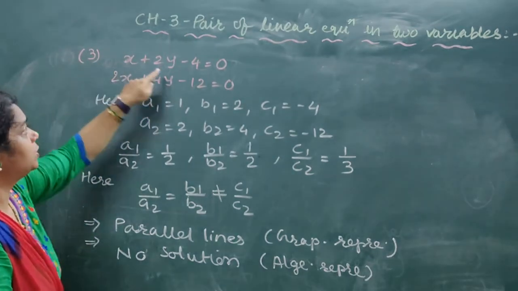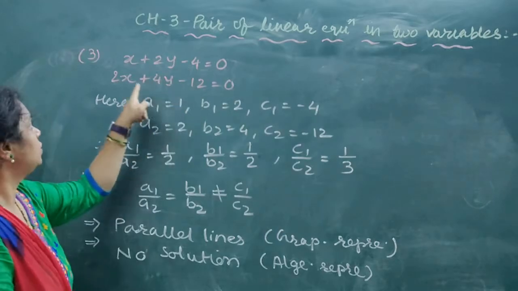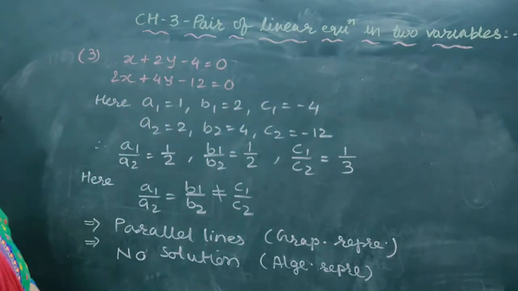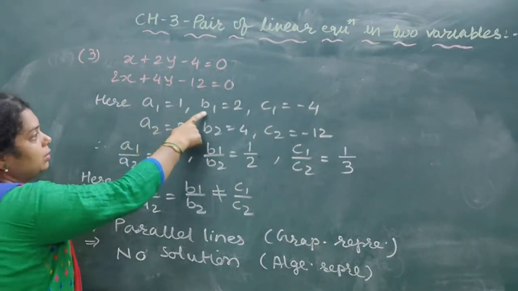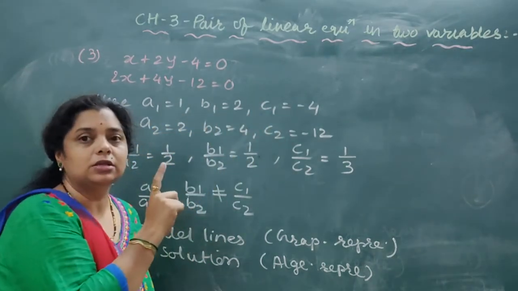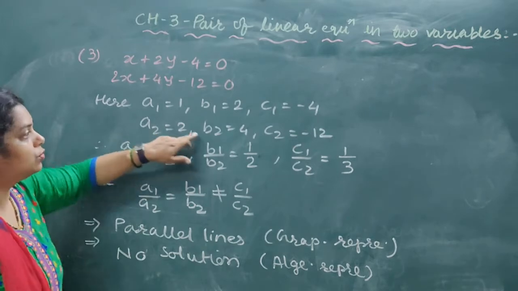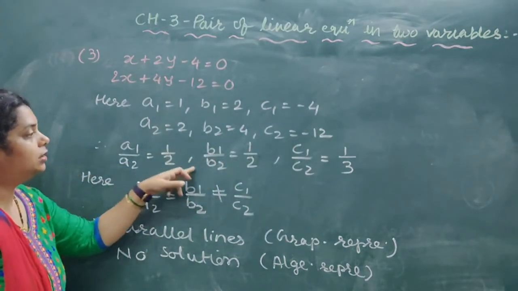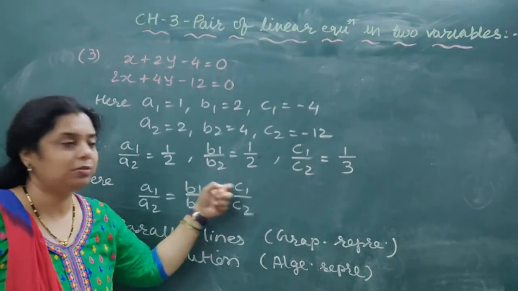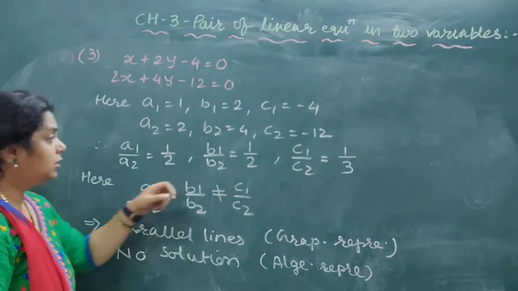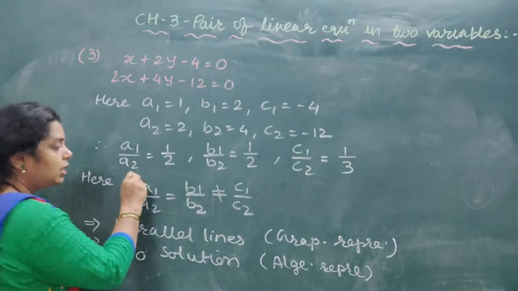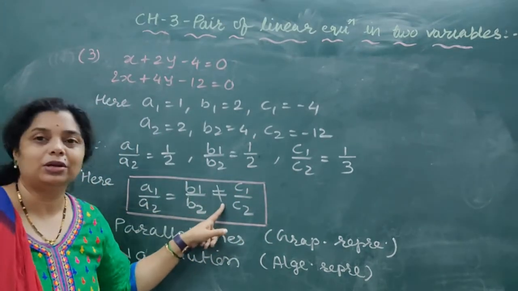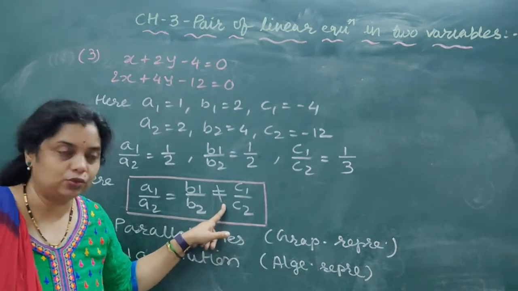Here it is x plus 2y minus 4 is equal to 0, 2x plus 4y minus 12 is equal to 0. Now if you see here, a1 is 1, b1 is 2, c1 is minus 4, and a2 is 2, b2 is 4 and c2 is minus 12. So after getting the ratio a1 by a2, b1 by b2 and c1 by c2, I come to know that here a1 by a2 is equal to b1 by b2, but it is not equal to c1 by c2.